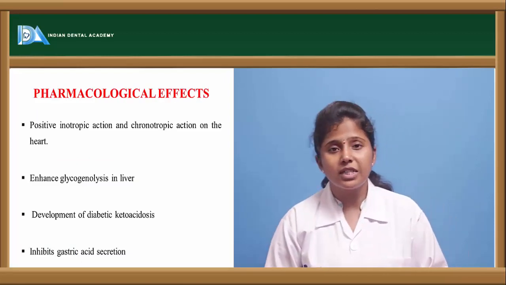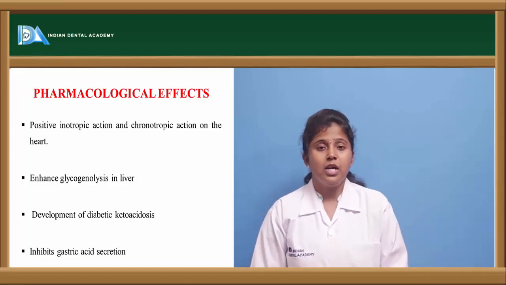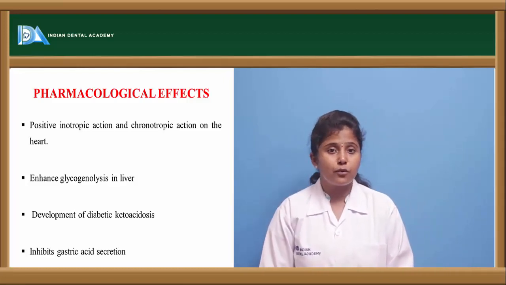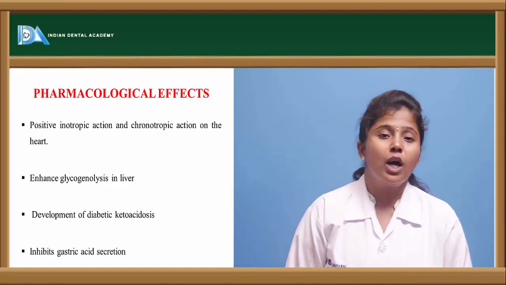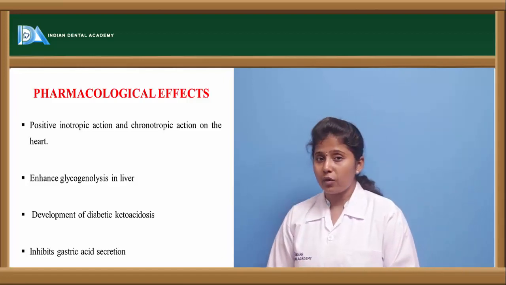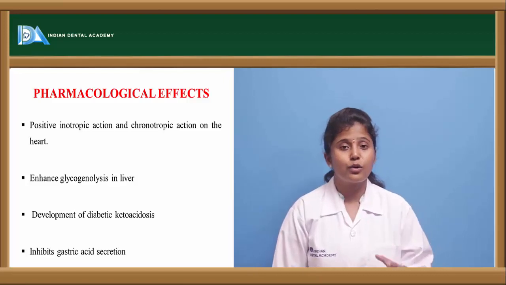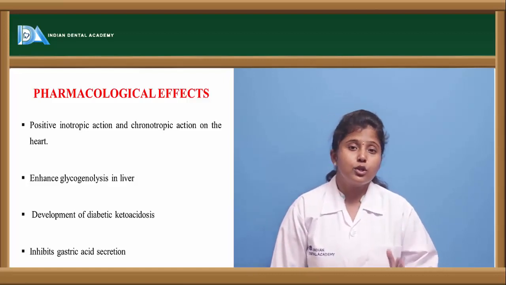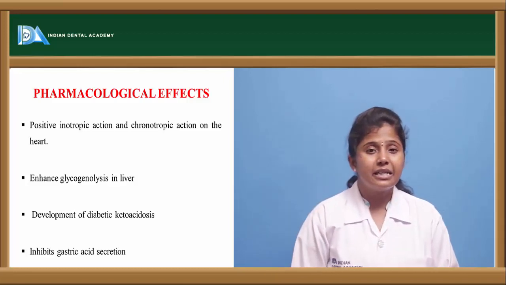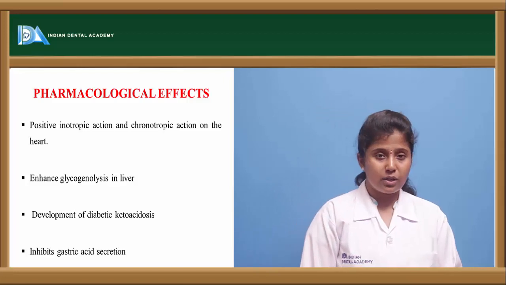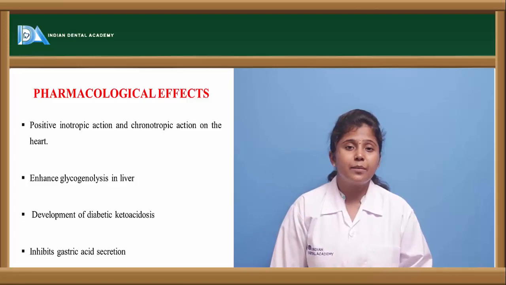If we see the pharmacological actions of glucagon, it shows positive inotropic and chronotropic effects. Inotropic effect means increased force of contraction, and chronotropic effect means increased heart rate. So it shows a positive effect on both, and it enhances glycogenolysis in the liver. It allows glycogen to break down into glucose, and it is mainly aided in the development of diabetic ketoacidosis.